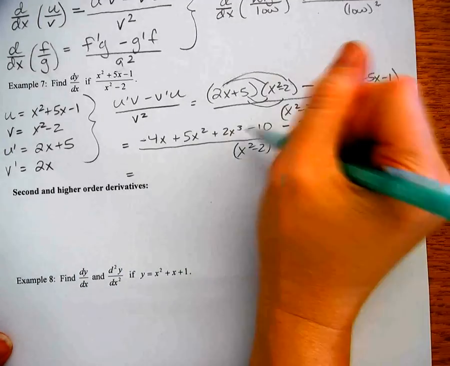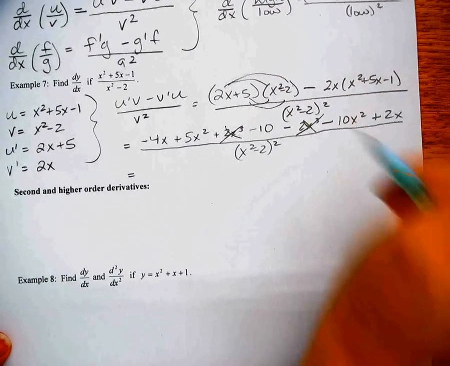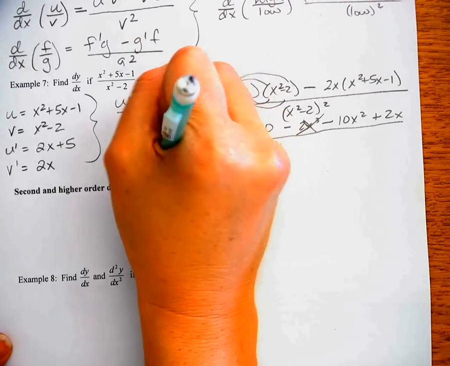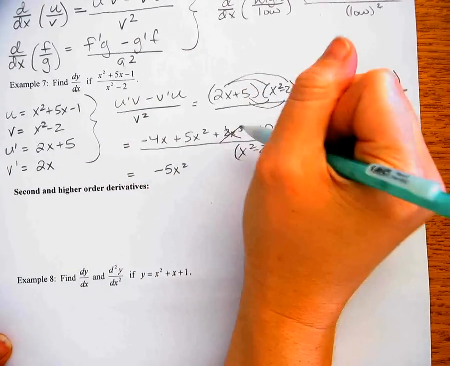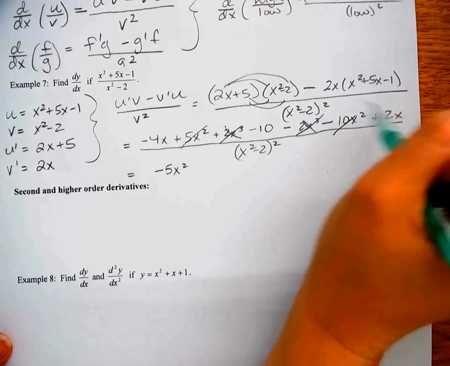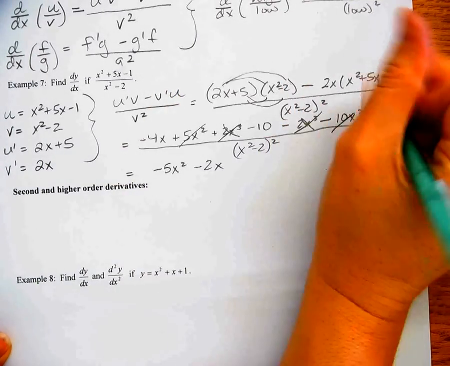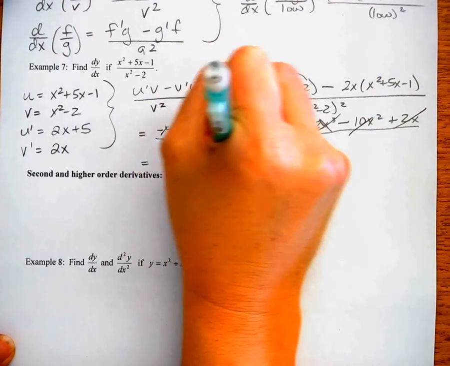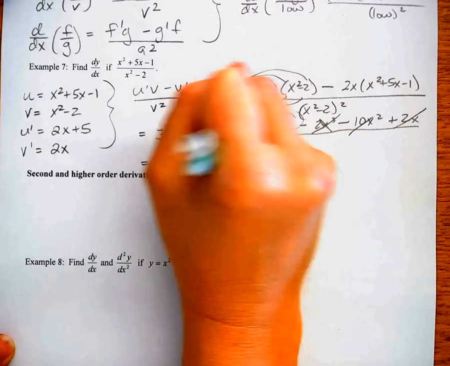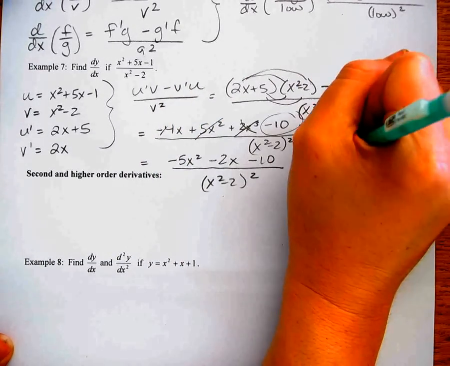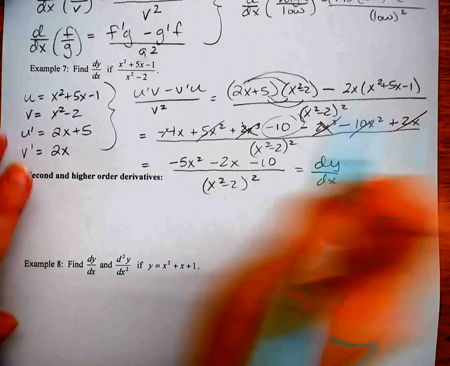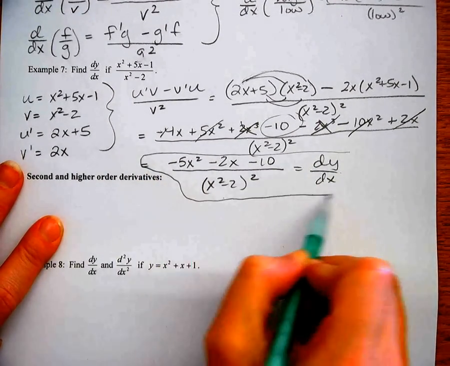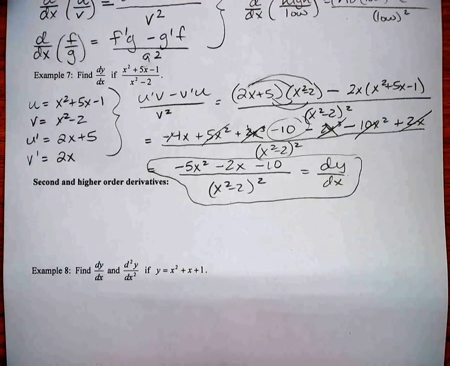The 2x cubes cancel out right away. Let's put the x squareds first, so I have negative 5x squared. That took care of these. Then I have negative 2x, which takes care of those, and I'm left with that negative 10, all over x squared minus 2 quantity squared. That right there is our dy dx, the derivative of y with respect to x. And that is how the quotient rule works.